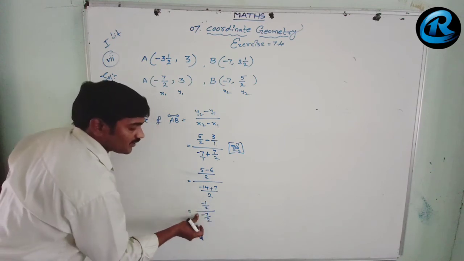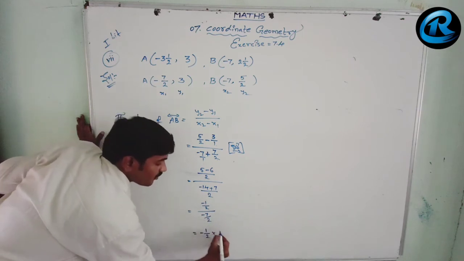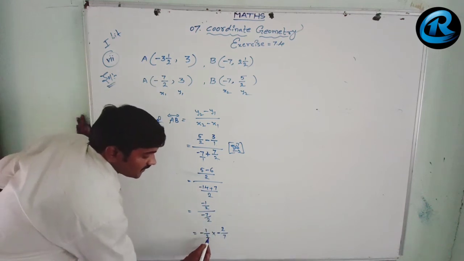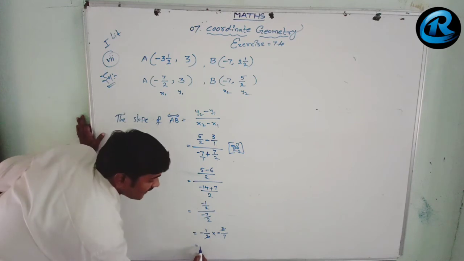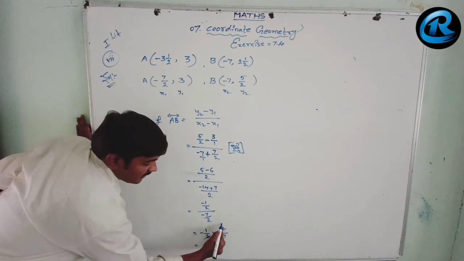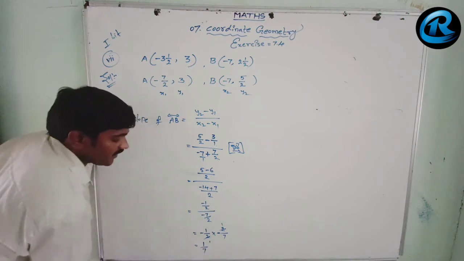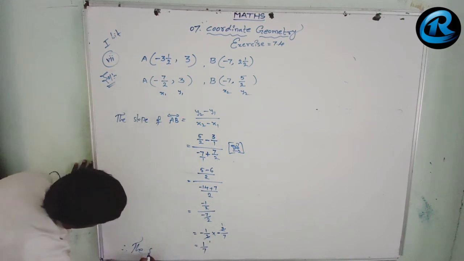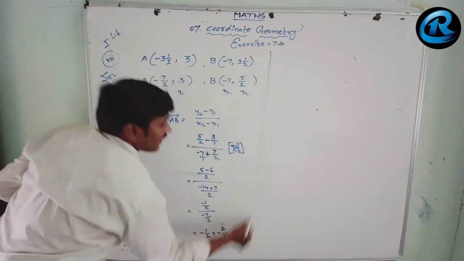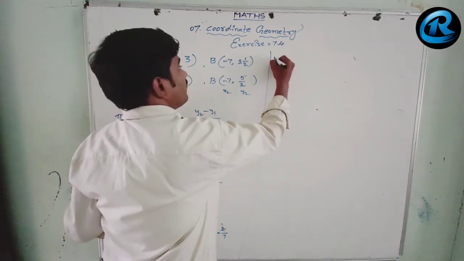When fraction by fraction comes, I told you many times what we have to do. Let us write the numerator fraction as it is, into the reciprocal of the second fraction. Minus 7 by 2 becomes 2 by 7. See that this 2 and this 2 get cancelled. Minus into minus is plus. In the numerator we got only 1 and 1. 1 into 1 is 1, by 1 into 7 is 7. Therefore the slope of line AB is equal to 1 by 7.